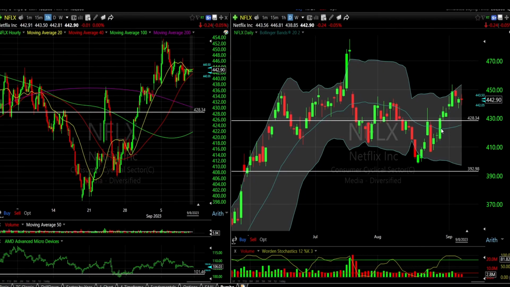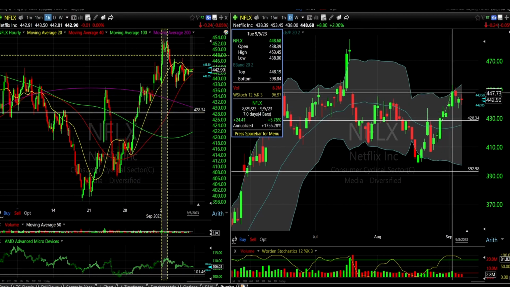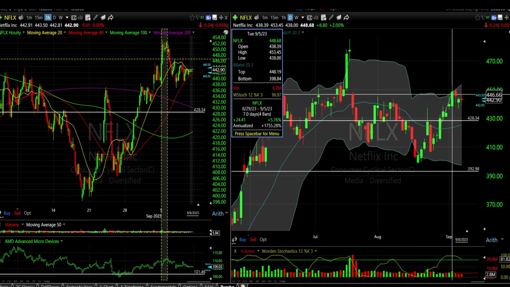As you can see, same thing happens with Netflix. Netflix breaks upwards and then goes all the way to $447 from $424 to $447. It goes all the way to the edge.